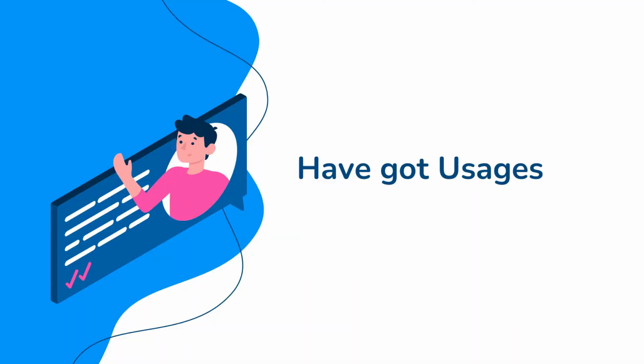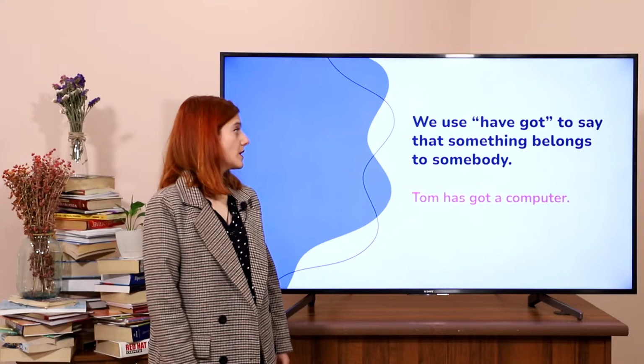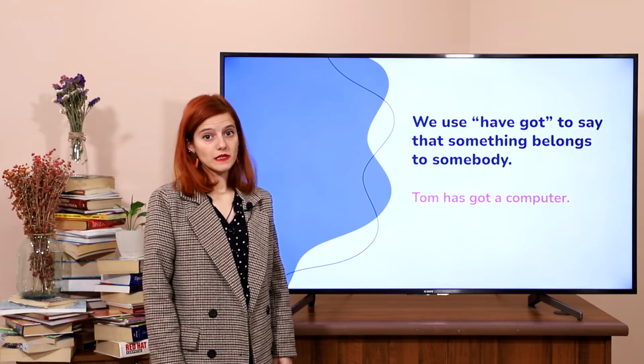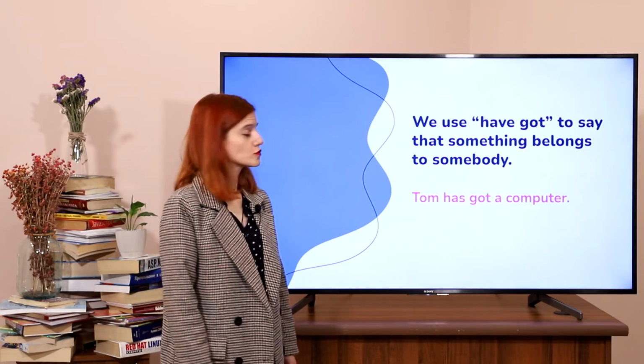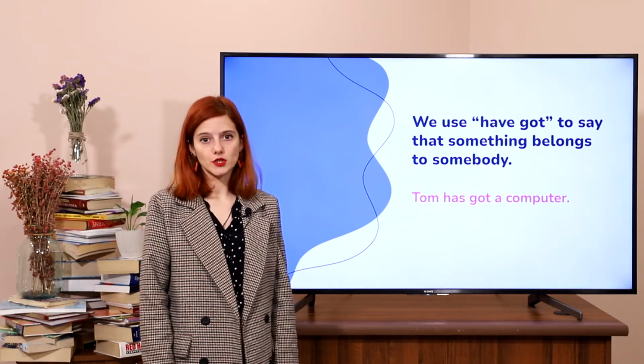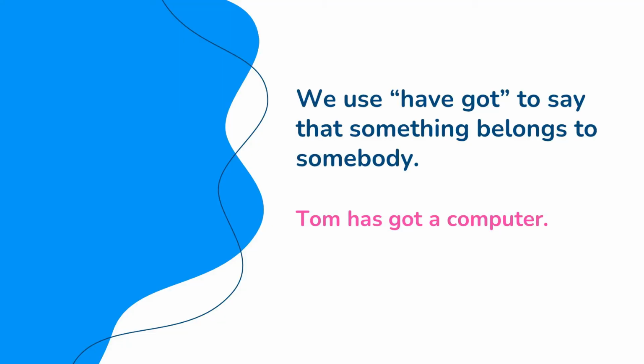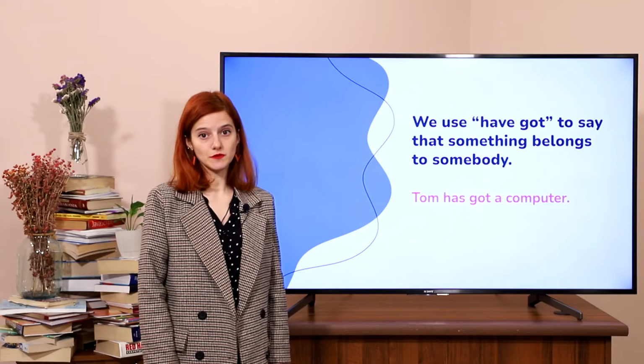Իսկ այժմ եկեք տեսնենք have got-ի օգտագործումը։ Մենք օգտագործում ենք have got, երբ որ մենք խոսում ենք, թե ինչ որ մի բան պատկանում է ինչ որ մեկին։ We use have got to say that something belongs to somebody. Tom has got a computer.